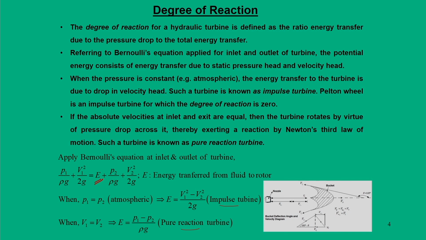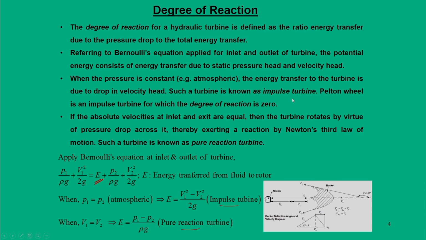So, they can be neither considered as pure impulse nor pure reaction, because both velocity head and pressure head take part in the energy transferring from fluid to rotor. Considering this aspect, we define a term called the degree of reaction for a hydraulic turbine, which is defined as the ratio of energy transfer due to pressure drop to the total energy transfer. And considering this, we call a turbine either pure impulse or pure reaction.